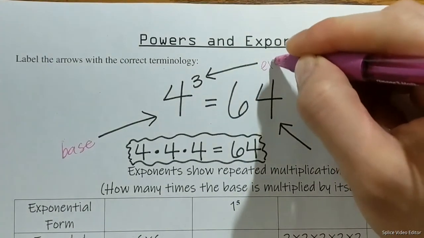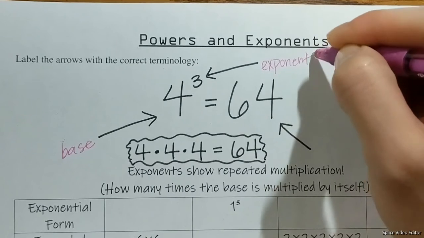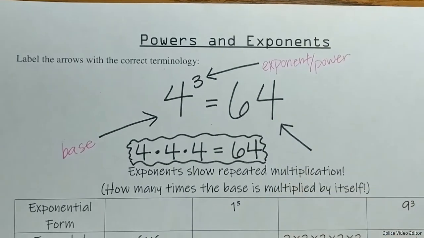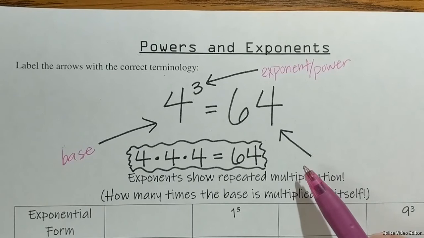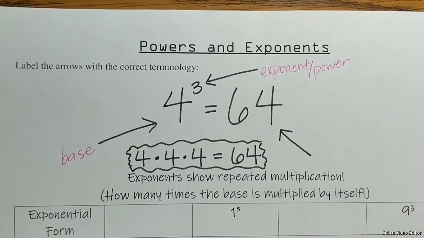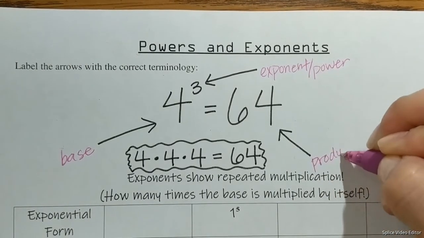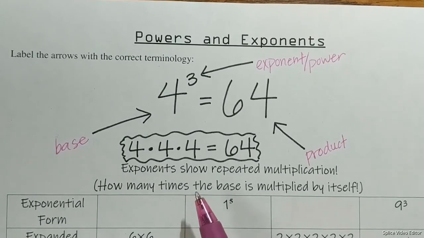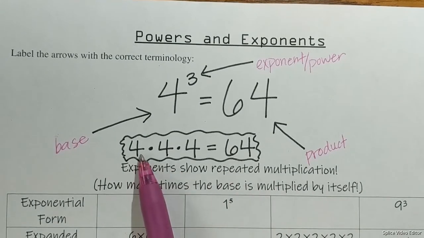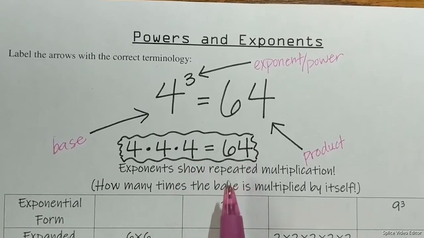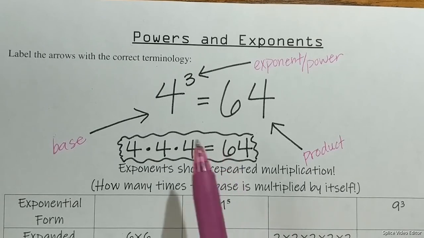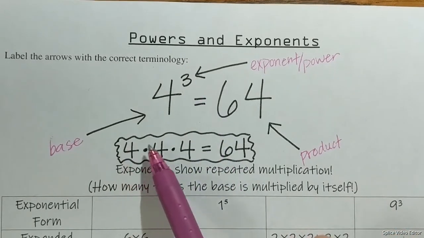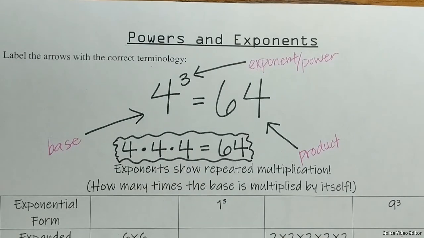So I'm going to write exponent here, or we can say power, does not matter. So exponent or power. And then here is your answer, or since it's the answer to a multiplication problem, it's your product. So your product is your answer. Okay, so remember, exponents show repeated multiplication. So that's 4 times 4 times 4, which equals 64. So that's how many times the base is multiplied by itself. So this number here tells you how many times that number is going to show up.